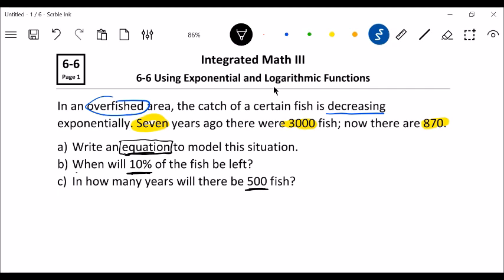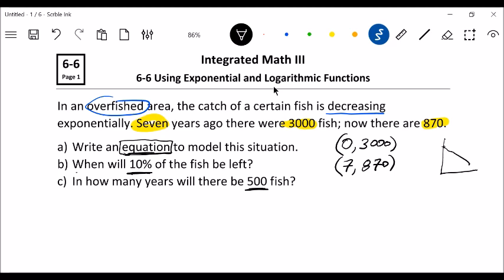Now, the information that we're given tells us two things. At the beginning, in the 0th year, there were 3,000 fish. In the 7th year, there are 870 fish. So we have here already 2 points. If we were graphing this, that means we are something like this, and then it's gone down.